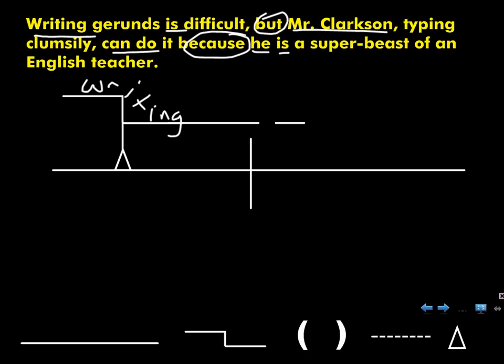Where does the word gerund belong and why? Zoe? Correct. Very good. Direct object, which means it belongs on the line. Vertical line to separate it to indicate that it is a direct object. Nice work.